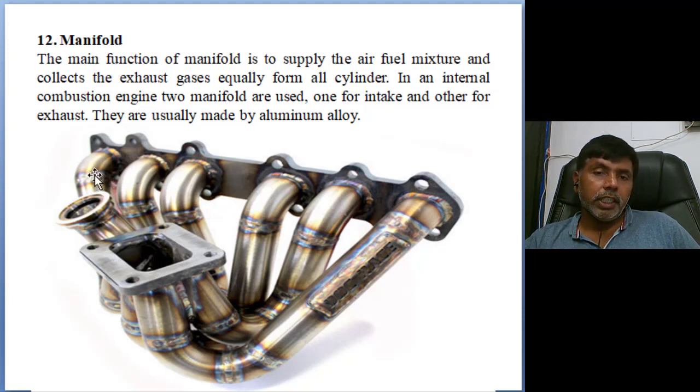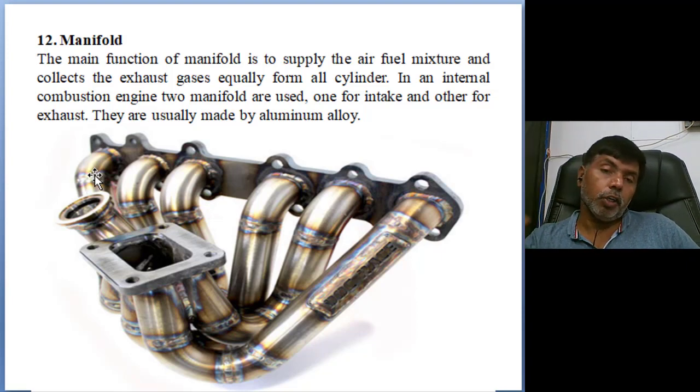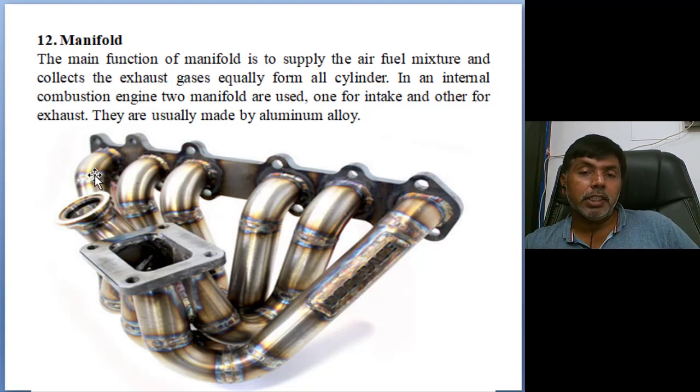Every multi-cylinder engine has 2 manifolds. A single cylinder engine does not require a manifold. One is the inlet manifold, another is the exhaust manifold. All exhaust valves are connected to one manifold, and all inlet valves are connected to another. The inlet manifold is connected to the carburetor, and the exhaust manifold is connected to the silencer.